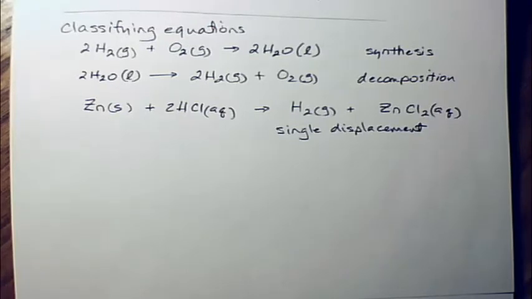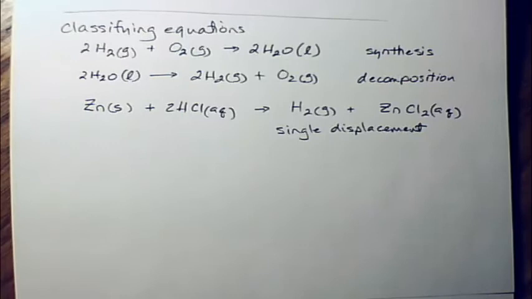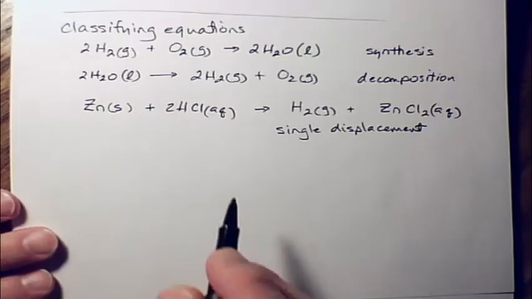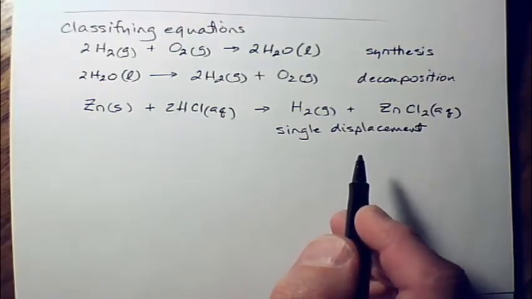Now, when you get to AP chemistry or to college chemistry, you'll find out that equations like this actually fit into more than one category. There's not just one classification for this reaction. This happens to be single displacement, and it happens to also be redox, oxidation reduction. We won't get into that in the first semester of high school chemistry, but you do get into it quite a bit in AP chemistry. But that's an example of single displacement.